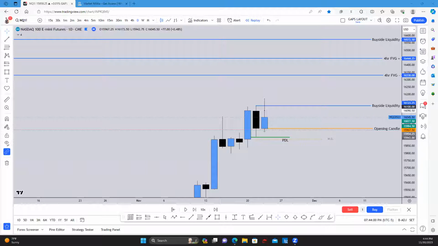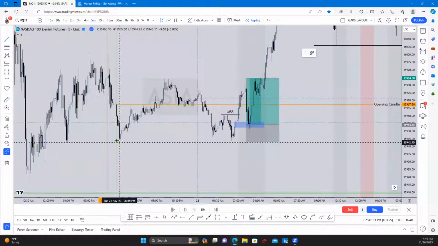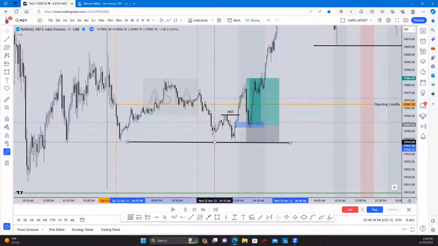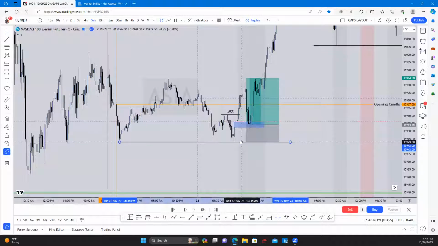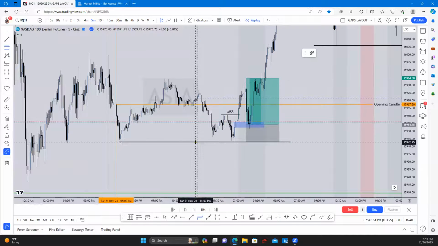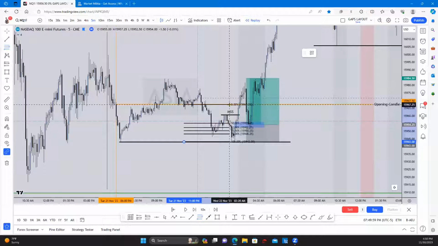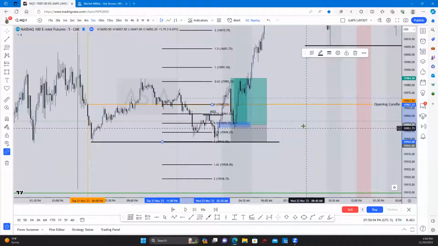Let me pause this real quick. All right, if we take the low of the day here, right, we have our low of the day down here. Okay, let me hit shift here. Low of the day. Okay. Now, if we take our Fibonacci and we take the low, we project the low to the opening candle price using standard deviations. Okay.